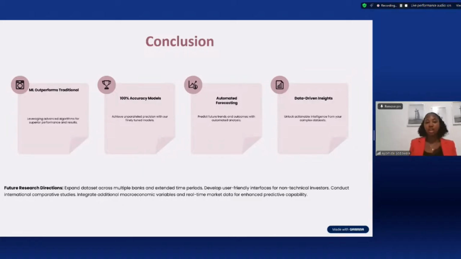We'll be able to do that. So we have machine learning now that can help us. In this research, there is a 100% accuracy model. So now we have two algorithms that predicted perfectly and can help us make better investment decisions. So now we can say we have automated forecasting.